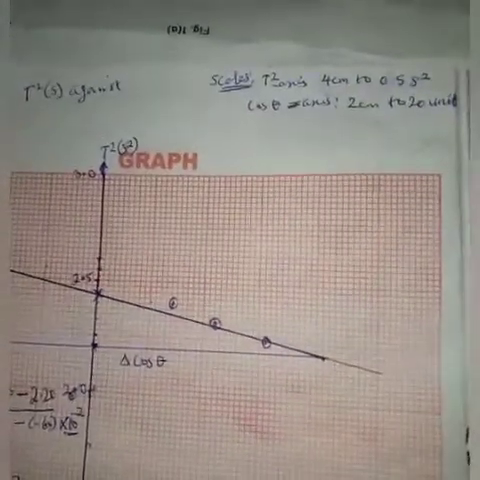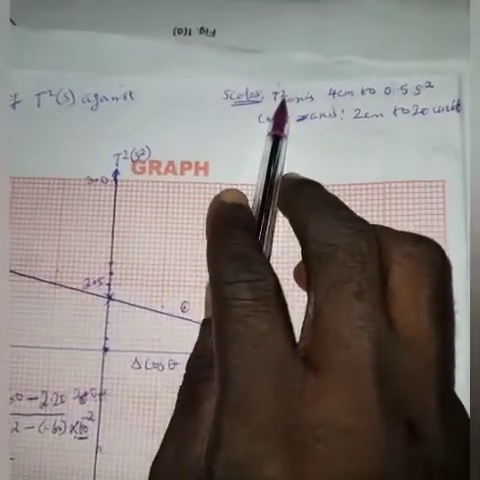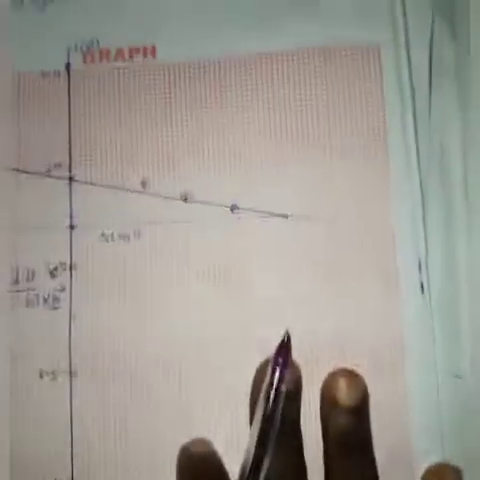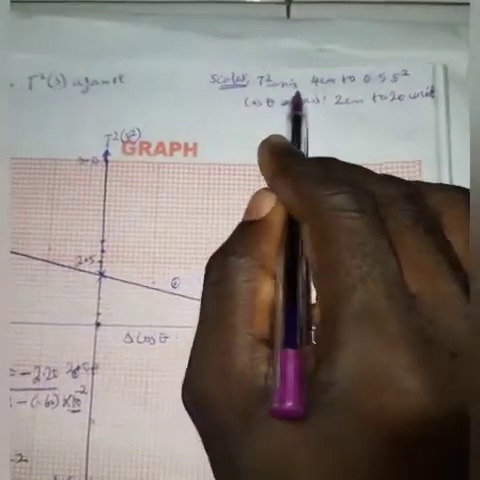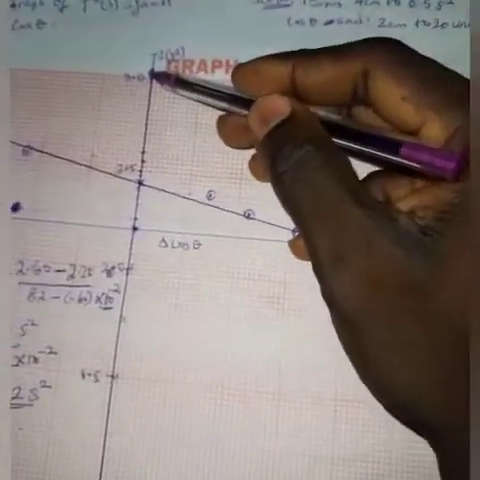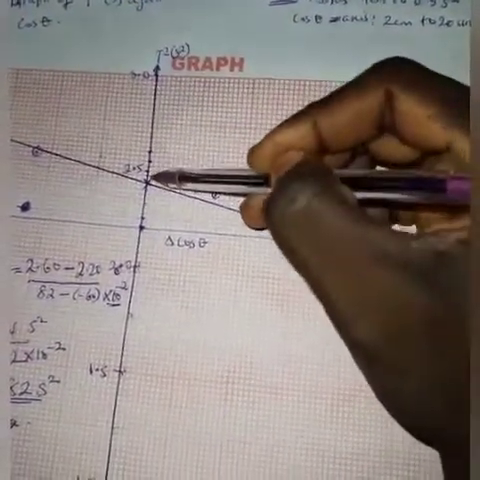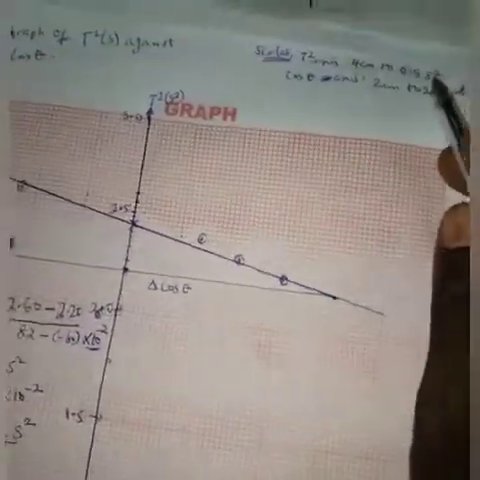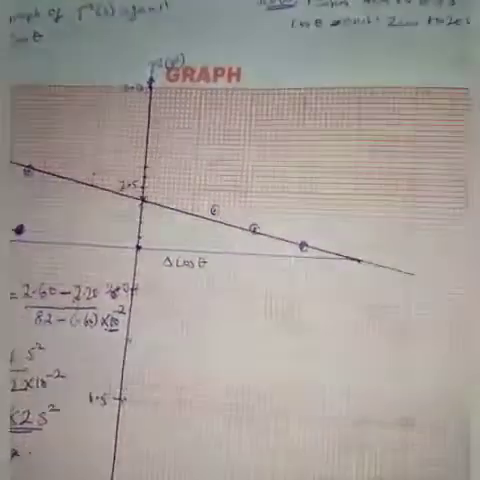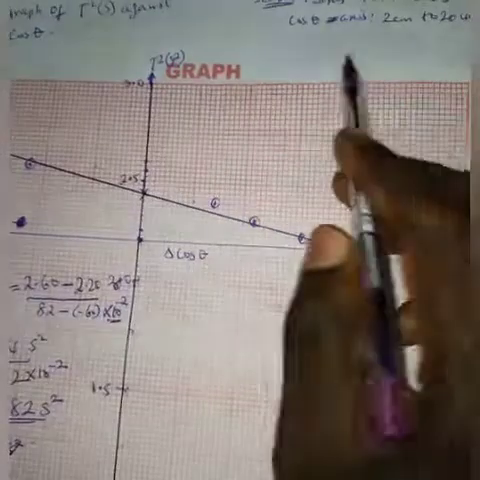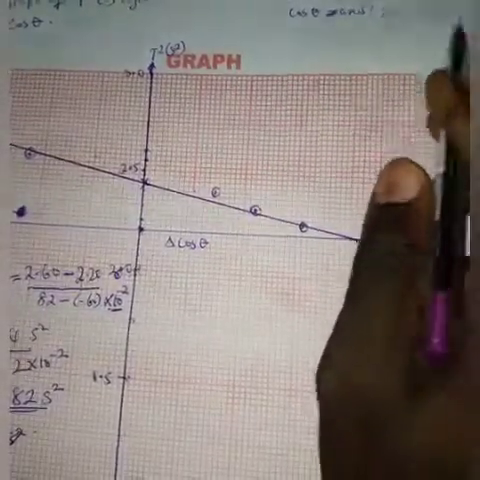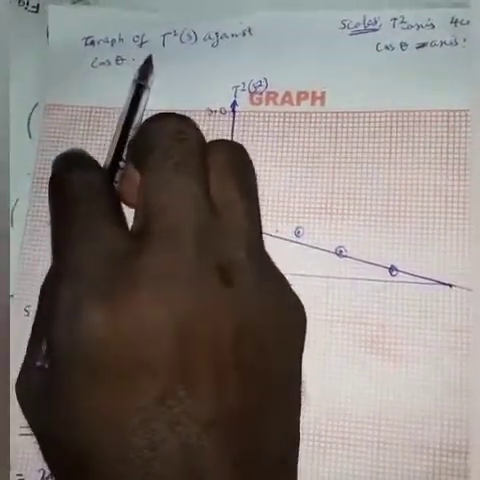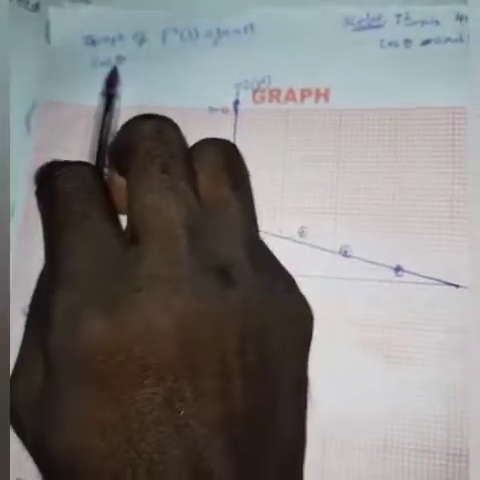And these are our scales. So for our scales, we can use horizontal and vertical axis. We use the values that are here and on the horizontal axis. So this is my scale that is T square axis. I have 4 cm. The gap between this and this is 4 cm. This is 2 cm, 4 cm. And the space between them is 0.5 second squared. And for the cos theta axis, the gap between them is 20. So I have 2 cm to 20 units, because since cos theta has no unit. And again, the title of the graph of T square is against cos theta.